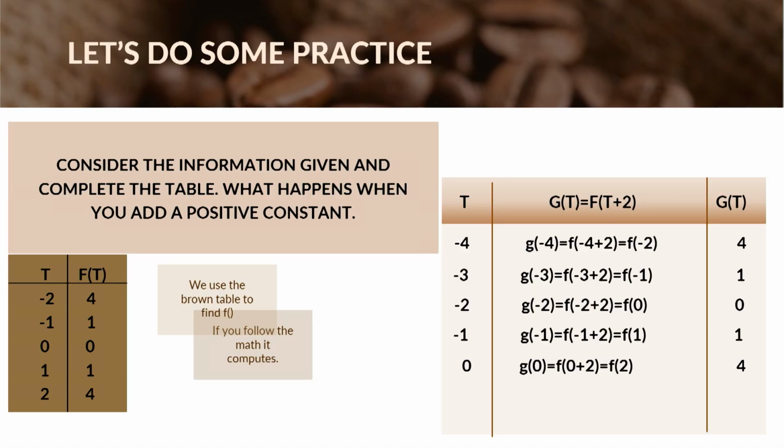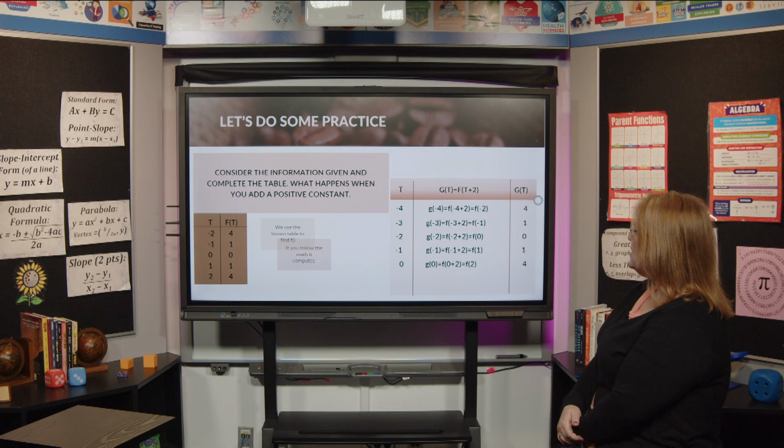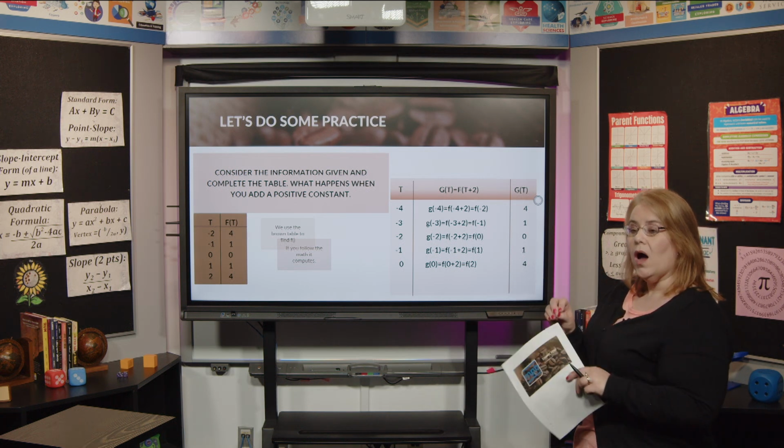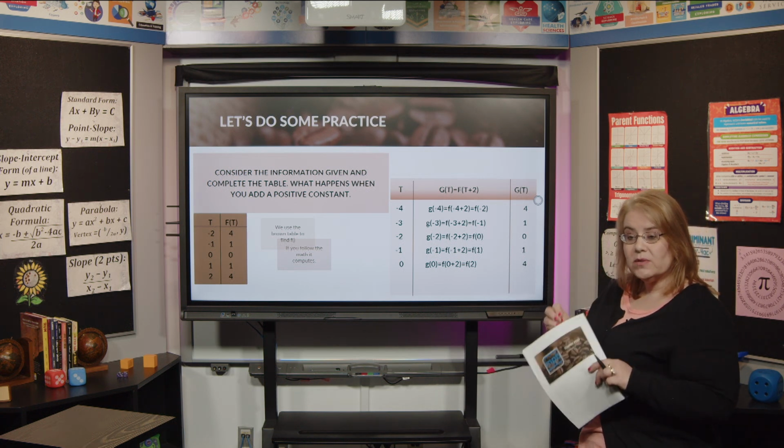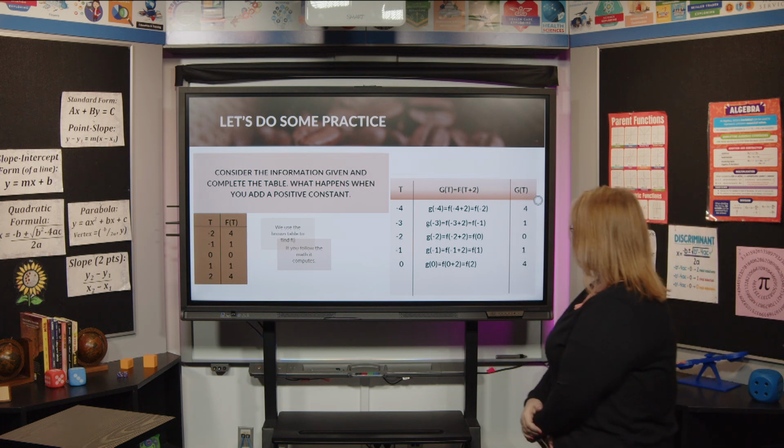Now, let's do some practice about this. This is the continuance of our last lesson. It says, consider the information given and complete the table. What happens when you add a positive constant? We use the brown table to find our f of whatever we're looking for, and if you follow the math, it will compute. Now, this looks like a lot. You're looking at my screen and your papers and saying, Ms. Killen, this looks like a lot. We're going to walk through it together, and I promise you it's going to make sense. So let's look at the math.